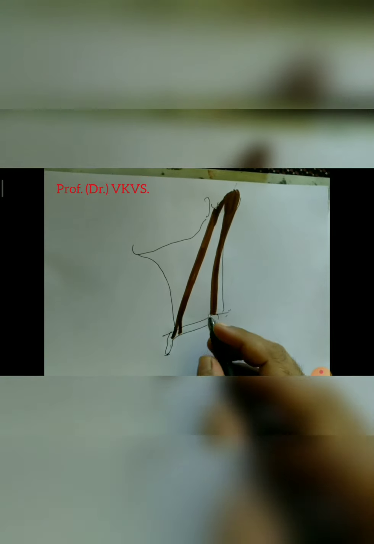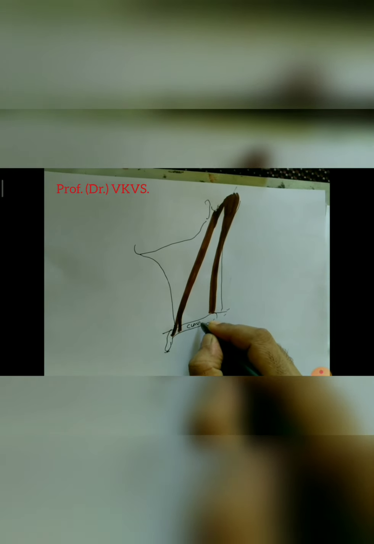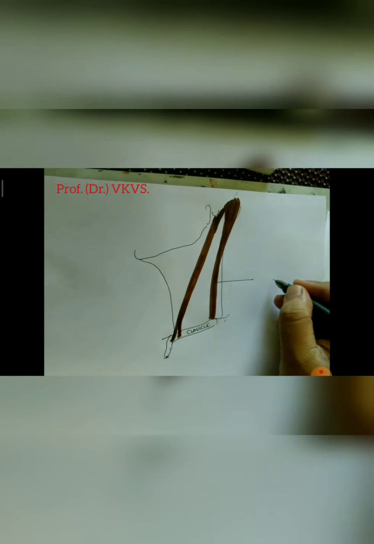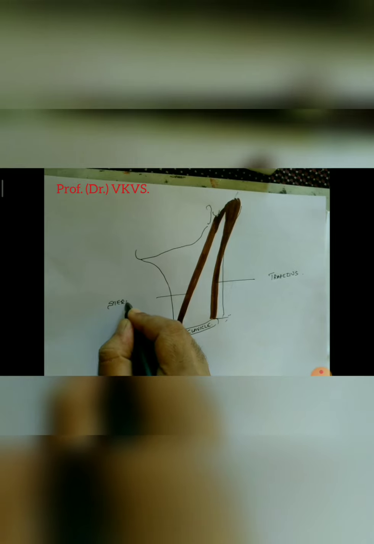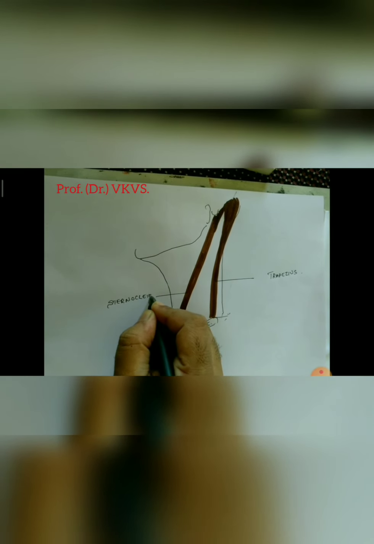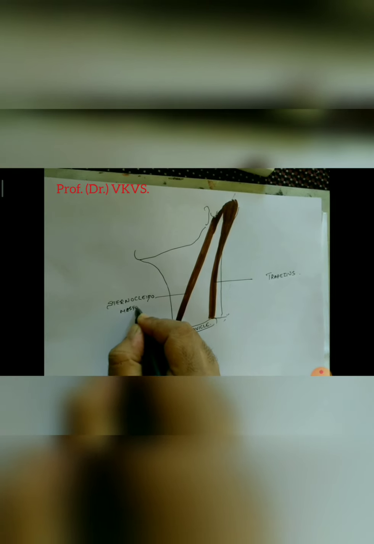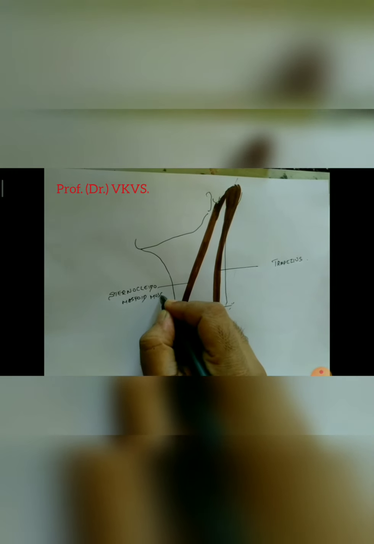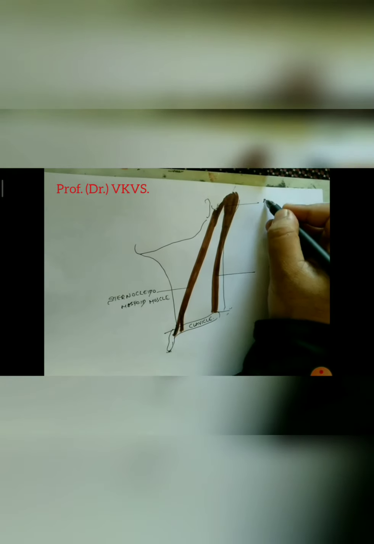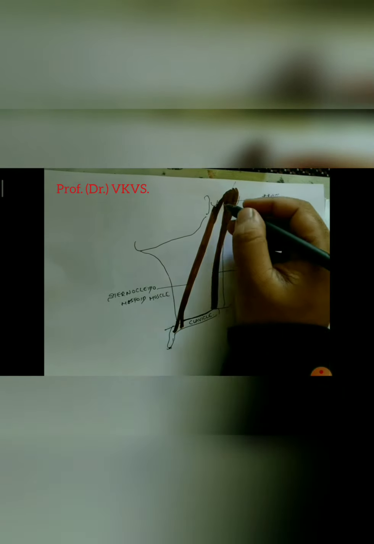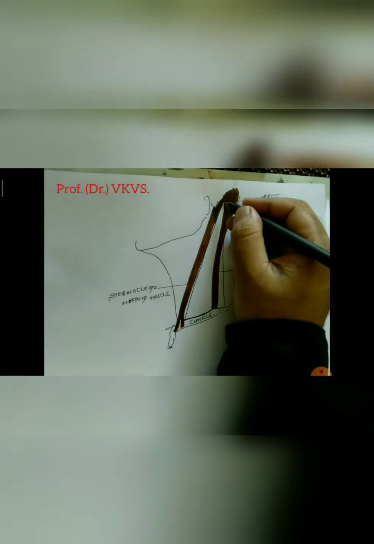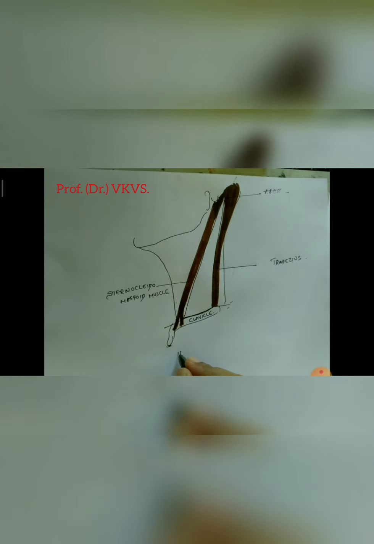Now we'll label the manubrium sterni. We'll label clavicle. The middle 1/3 forms the base of the triangle. Trapezius muscle, sternocleidomastoid muscle, sternocleidomastoid muscle, that is the apex of the posterior triangle, and the base, middle 1/3 of clavicle. So these are the boundaries of posterior triangle of neck.